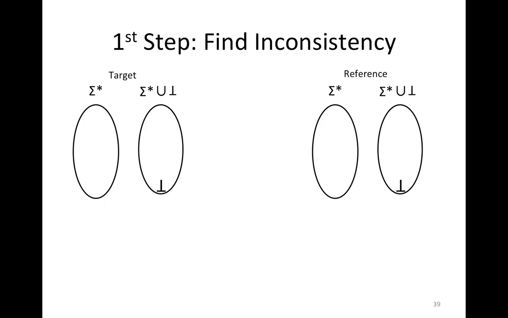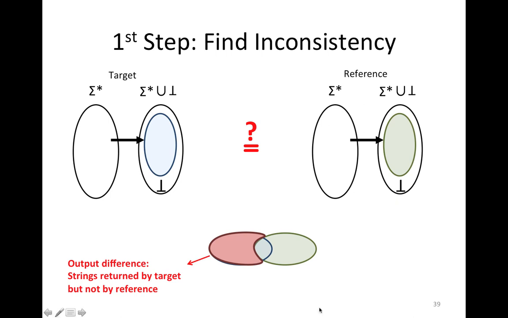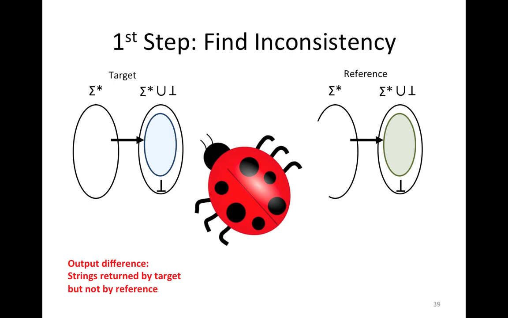So, how do we find this inconsistency, or the difference, between the two functions? Given the target function and the reference function, we compute the post images of the two functions, or the possible outputs of the two functions. Then we compare these outputs to see if the two sets are equivalent. If the two sets are not equivalent, which means that there is a difference in the output, with some values accepted and returned by the target but not by the reference, then we report a bug, an inconsistency.